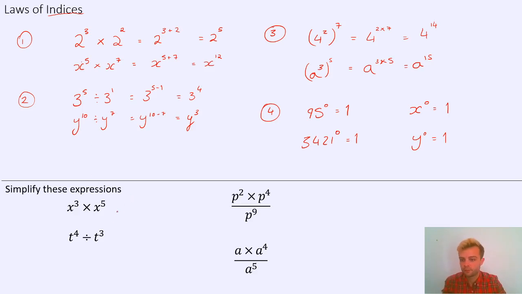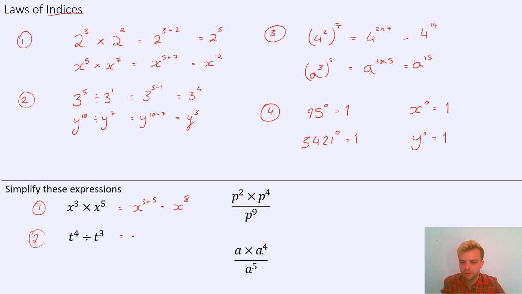So this first one is rule 1. Because these powers are multiplied, rule 1 says that we actually add them together because there's a multiply and our rule says we add them. So this is the same as x to the power of 3 plus 5, which is x to the power of 8.